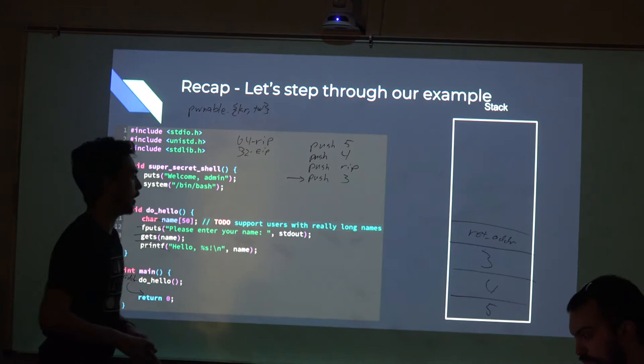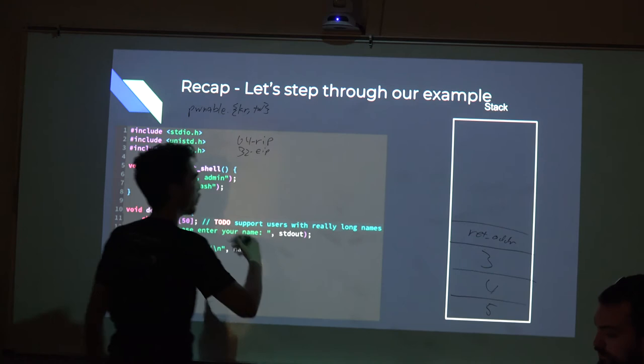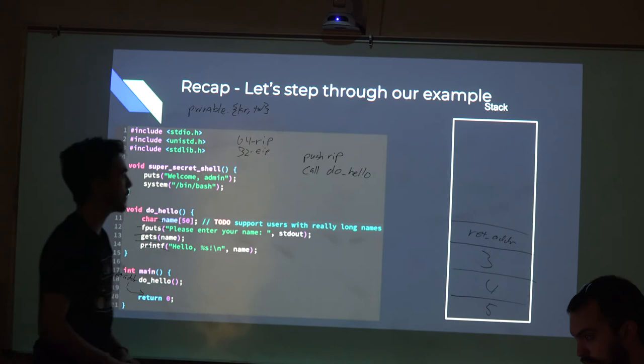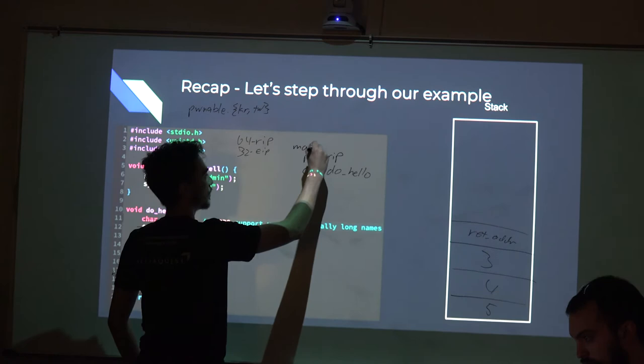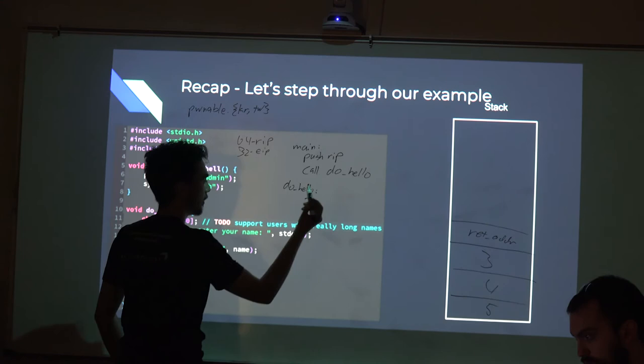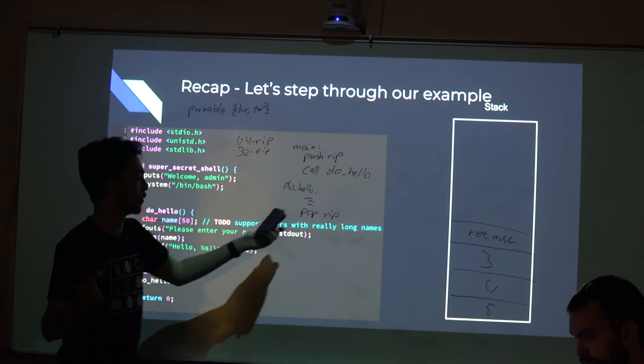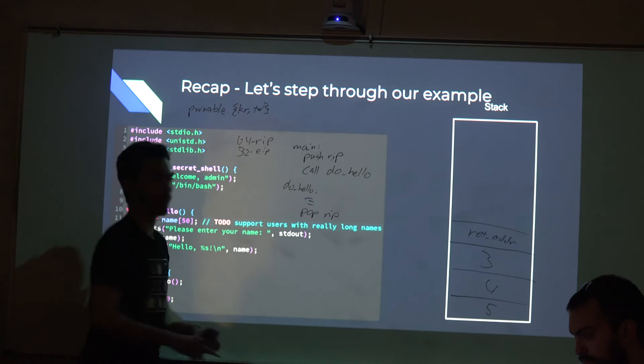So that's a problem, because what if we wanted to do something like push RIP, call doHello? And then let's say that this is what main does, and then doHello does some stuff, and then it pops that value that we pushed into the register RIP. You can't actually do this on x86, but let's just assume we could. What'll happen is main will push, where will RIP point to when we execute this instruction?